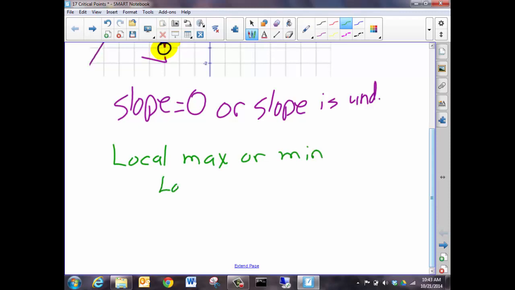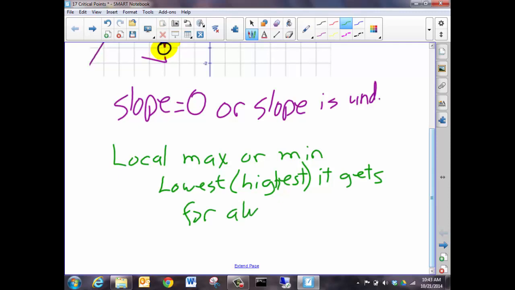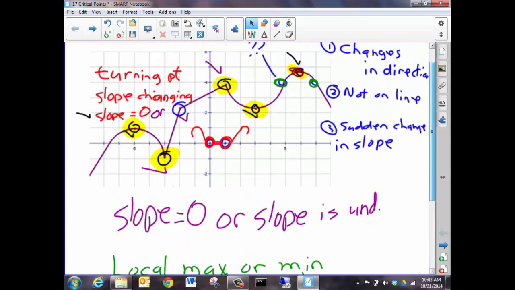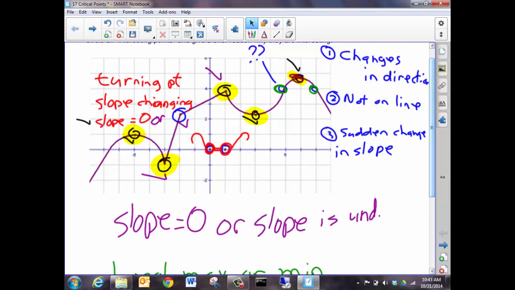That's the lowest or highest it gets for a while. This is the Josh definition. The lowest or highest it gets for a while. What do we mean by a while? In the general region. Can you think of any real life examples of local min specifically?